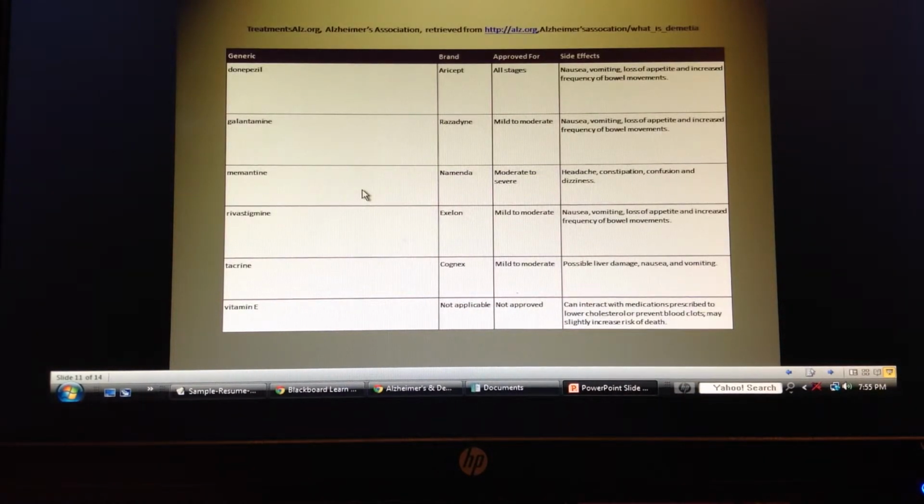Here is a list of the current treatment options for Alzheimer's disease. It's definitely not a cure, but there are treatment options that are used to help slow the progression, and this is another list that will be given in the handouts. And also a discussion on the alternative treatment options like coconut oil, coenzyme Q10, and omega-3 fatty acids will be discussed.